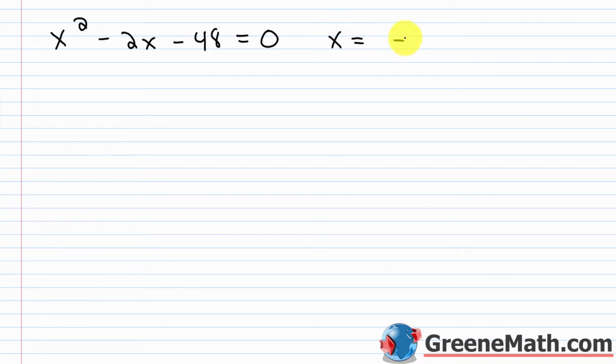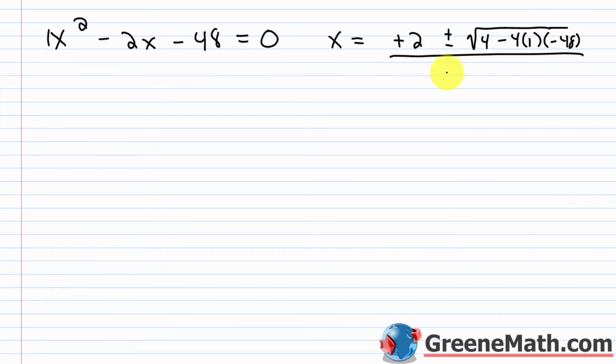So x equals negative b. In this case, b is negative 2. So the negative of negative 2 is positive 2, plus or minus the square root of b squared. Negative 2 squared is 4, minus 4 times a, which is 1 here, so times 1, times c, which is negative 48. Okay, this is all over 2a. A is 1, so just over 2. So the easiest way to do this is just think about this as plus negative 4 here. So negative 4 times negative 48 is 192. So you would have 4 plus 192, which is 196. And the square root of 196 is 14. So this would be 14 here.